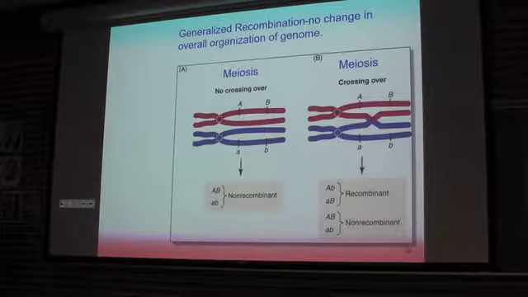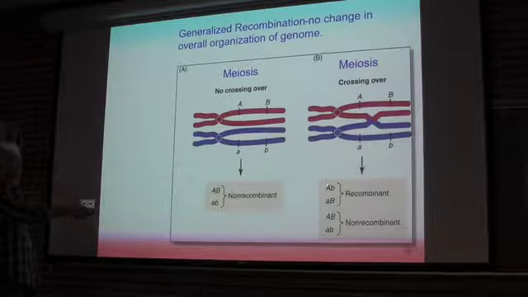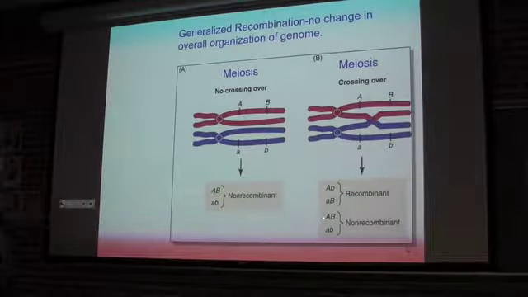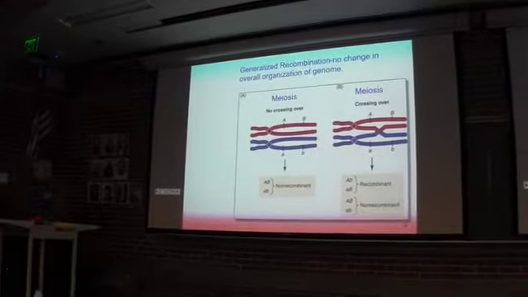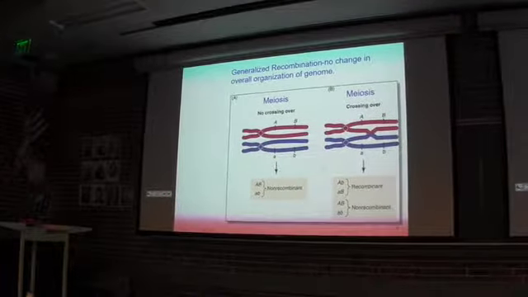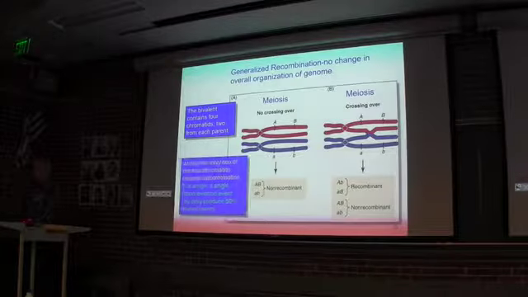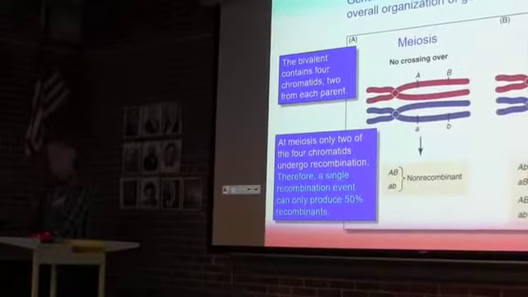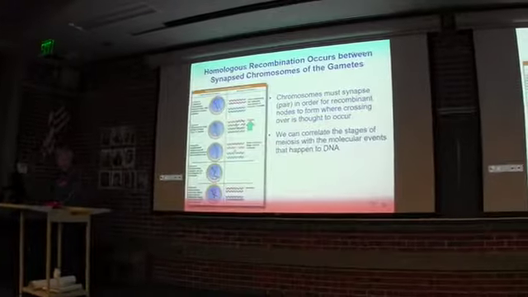Only 2 can cross over, and here you see when they cross over, blue becomes red. And so if you start out with the dominant and the recessive, the recombinant would start off with large A, could end up with little b, lowercase b, and vice versa. No recombination, they would remain either capital or small letter. Whether it's capital or lowercase doesn't mean anything in this context, just a way to separate the 2 chromosomes. Bivalent contains 4 chromatids, 2 from each parent. Meiosis only 2 of the 4 undergo recombination. A single recombination event can only produce 50% recombinants.